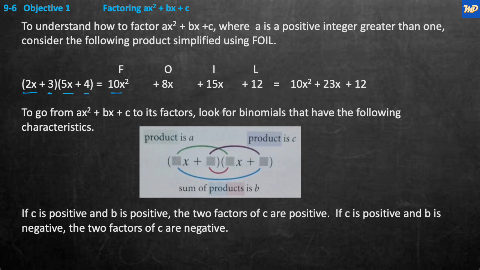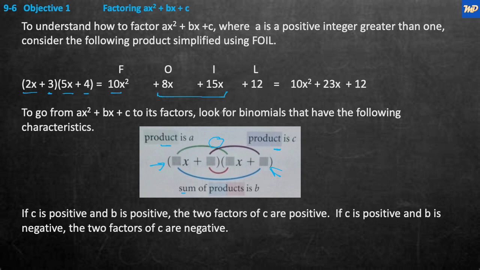So then to go from ax squared plus bx plus c to its factors, you look for binomials that have the following characteristics. The product is A, the product is C, and on the bottom, the sum of the products is B. So you have your A term, your C term, and your B term is whatever the center piece ends up being when you sum these two together after we've gone through FOIL. It's like up here, the 8x and the 15x. These are those two inner terms that we're talking about.